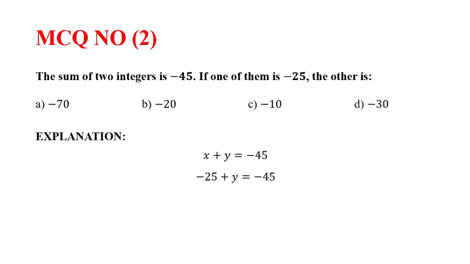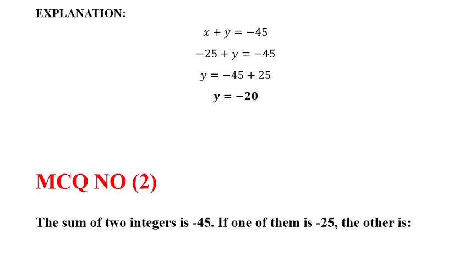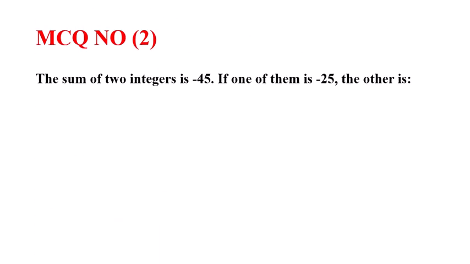So this minus 25 shifts to the other side, it will be positive. So y is equal to minus 45 plus 25. So y is equal to minus 20. So the final answer of MCQ number 2 is B, the option is correct, minus 20.